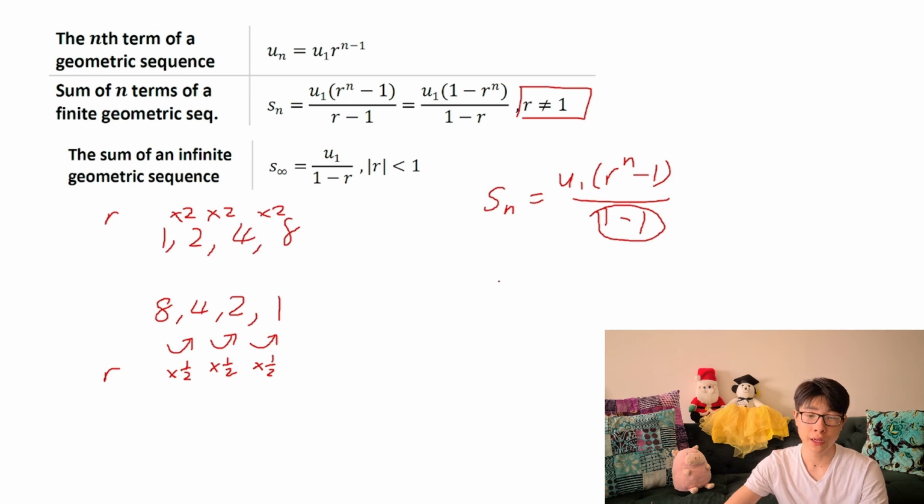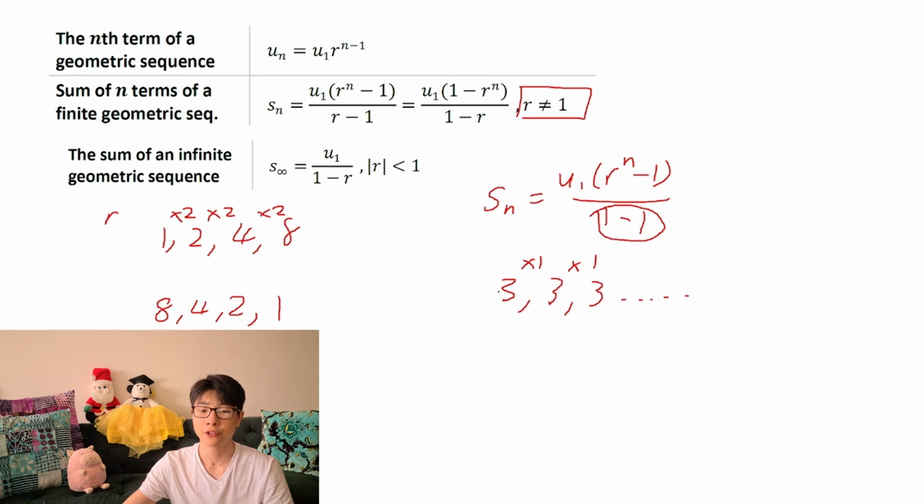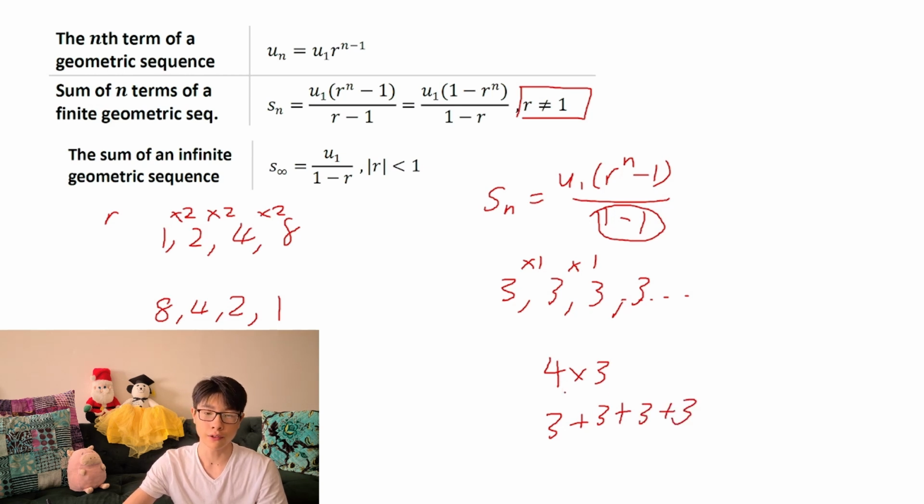And conceptually, if you think about it, if we have a series, let's say 3, 3, 3, this is a common ratio of 1, and that doesn't make sense because it's literally the exact same number being repeated. So if you want to find the sum of the first 4 terms, for example, you might as well just go 4 times 3, or 3 plus 3 plus 3 plus 3. There's no need for this complicated formula anymore.